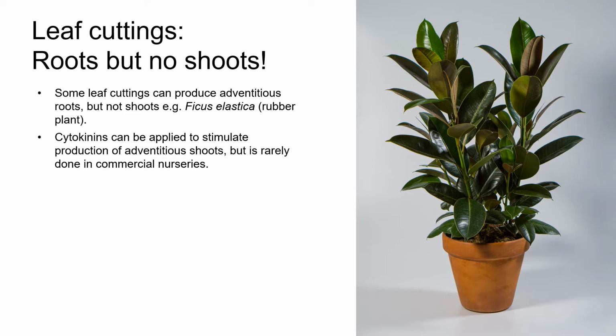Cytokinins are a group of plant hormones which are influential in shoot production, in a somewhat similar way to auxins being influential in adventitious root production. Cytokinins can be applied to leaf cuttings to stimulate production of adventitious shoots, but this is rarely done in commercial nurseries.